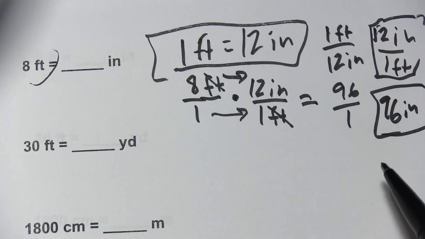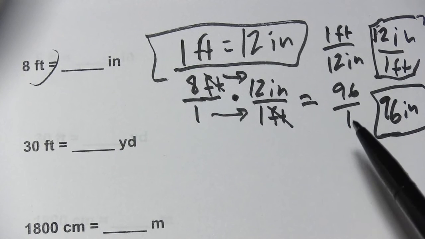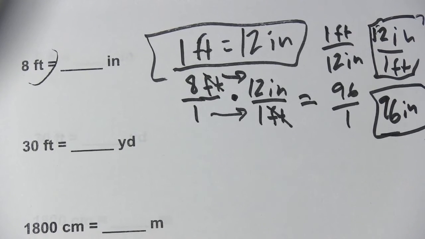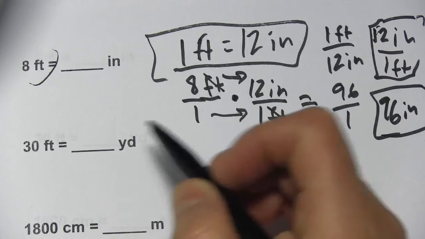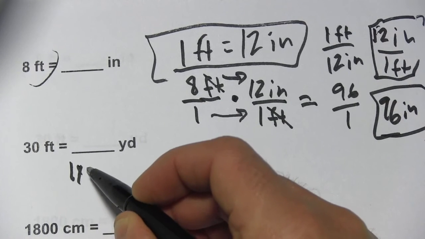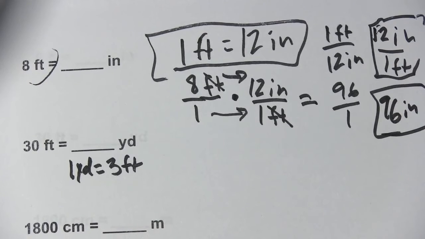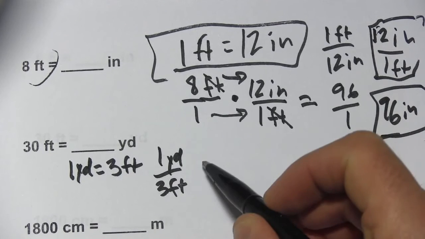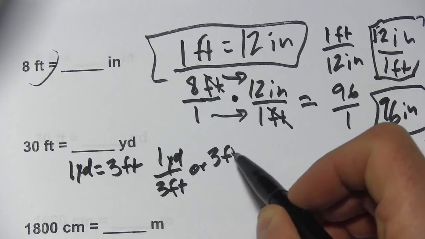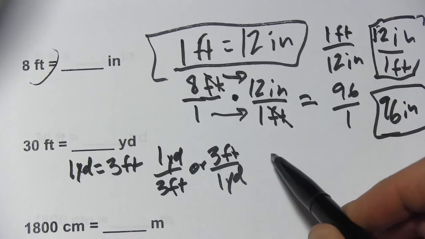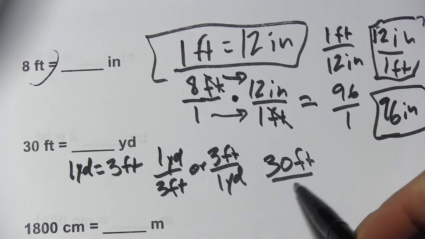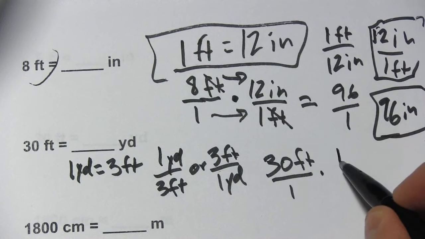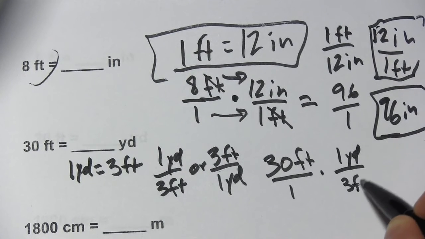Okay, that might seem a little complicated for what might have been a simple problem, but this is a foolproof method. Let's take a look at this one. It says 30 feet, how many yards? Well, I know, or I can look up, that 1 yard equals 3 feet. So my conversion factors would be 1 yard over 3 feet, or 3 feet over 1 yard. Now I'm going to start with 30 feet, put that over 1, and I want to multiply it by the one that has feet in the bottom, which is that one. So 1 yard on top, 3 feet on the bottom.